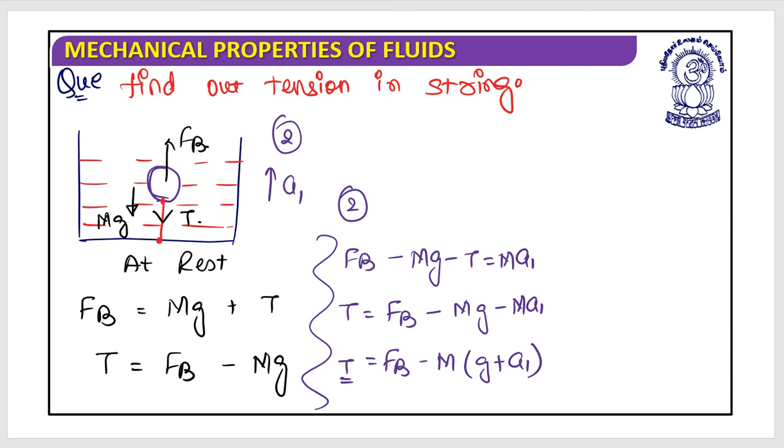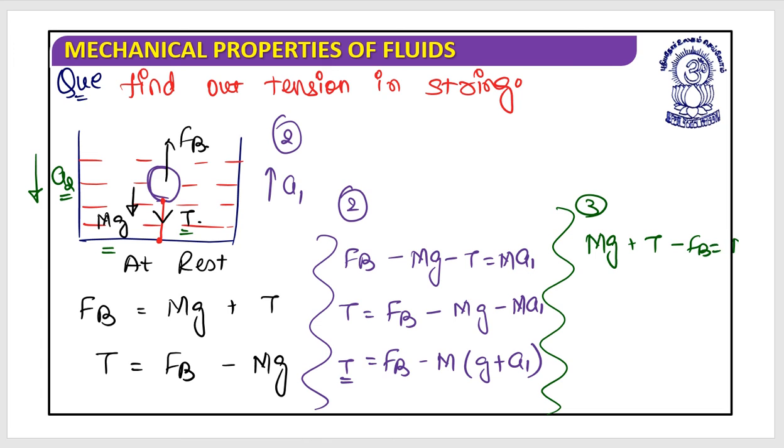Are you sure? Great. Now let's look at the next case, when it is moving downward with acceleration a2. It is now easier to see that if this is moving in the downward direction, the force applied by mg plus T is higher than FB. So it would be the case when mg plus T minus FB equals m into a2.